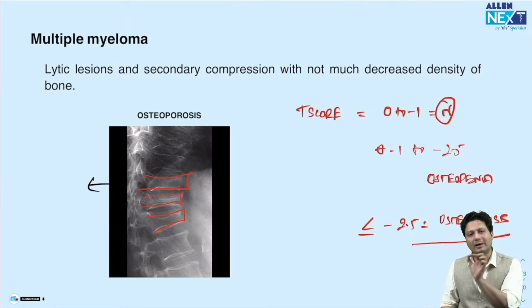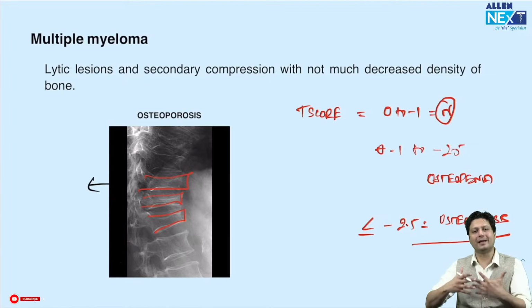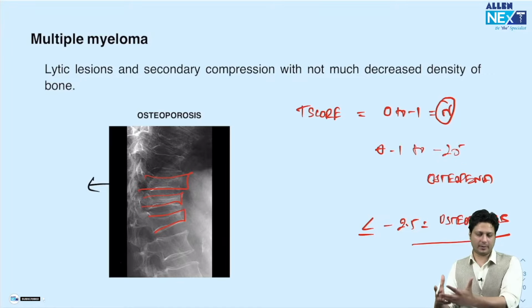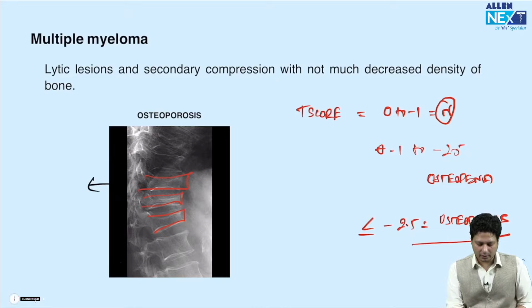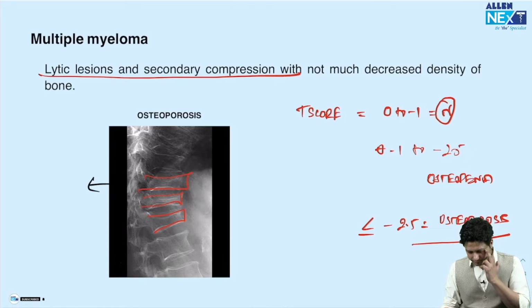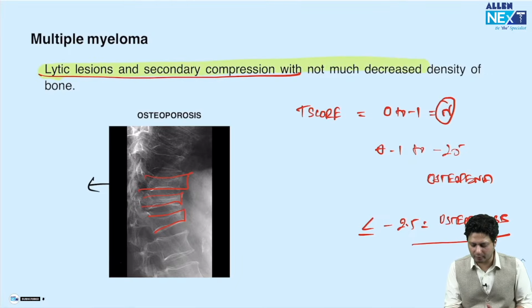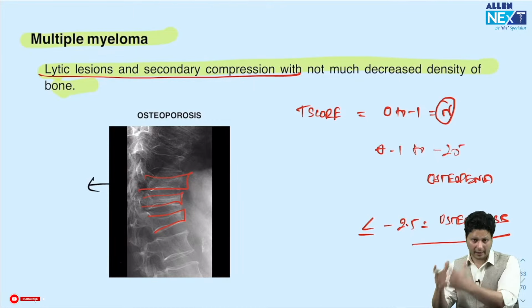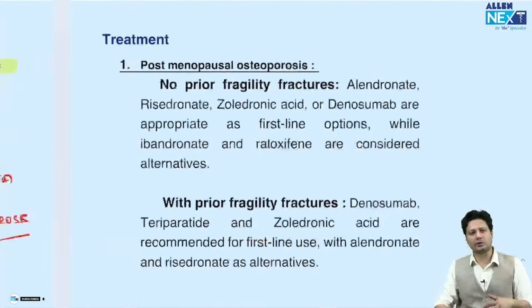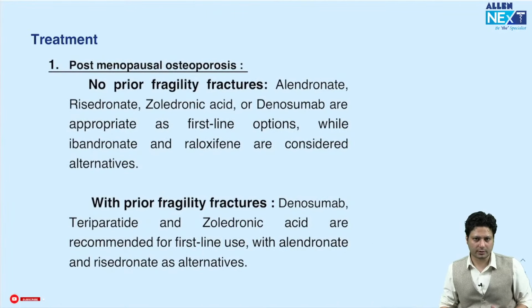On the other hand, in case of multiple myeloma, what is going to be there? There is going to be a lytic lesion with secondary compression, but the density is not going to be too much affected. So this is how the X-ray of multiple myeloma and the osteoporosis are going to be distinguished. Simply, if you see multiple vertebrae to be fractured, then the answer for that question is straight away the osteoporosis, all right.